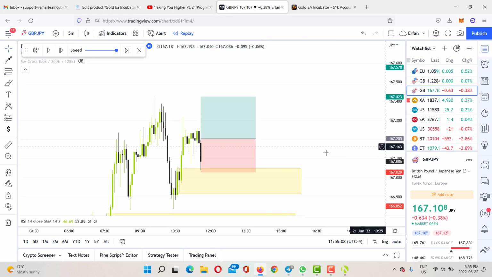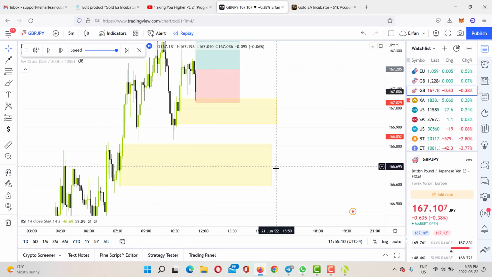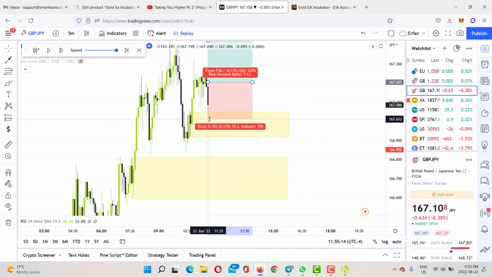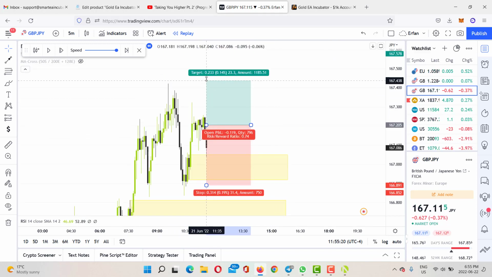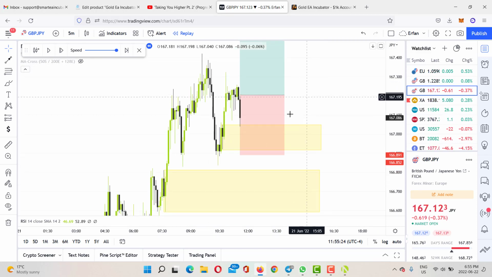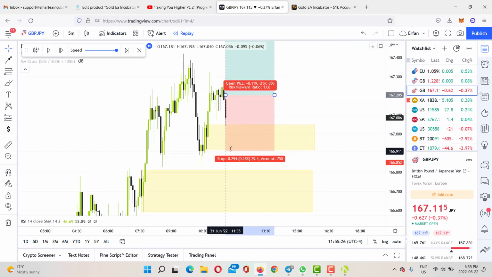out here. But since we have this high probability demand zone as well, this is exactly what I do. So I put my stop loss here, but if it didn't have this, I would put it right here. This is exactly what I need to do every single time, but personally I don't really do that because I don't want to hurt my risk reward ratio.